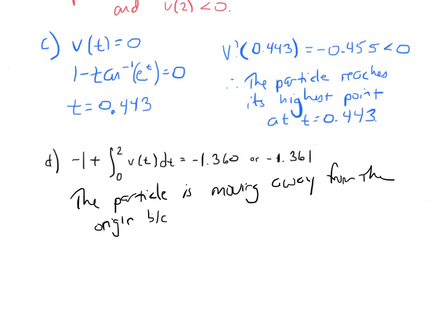Because, let's see, position is negative at t equals 2, and v of 2 is negative.